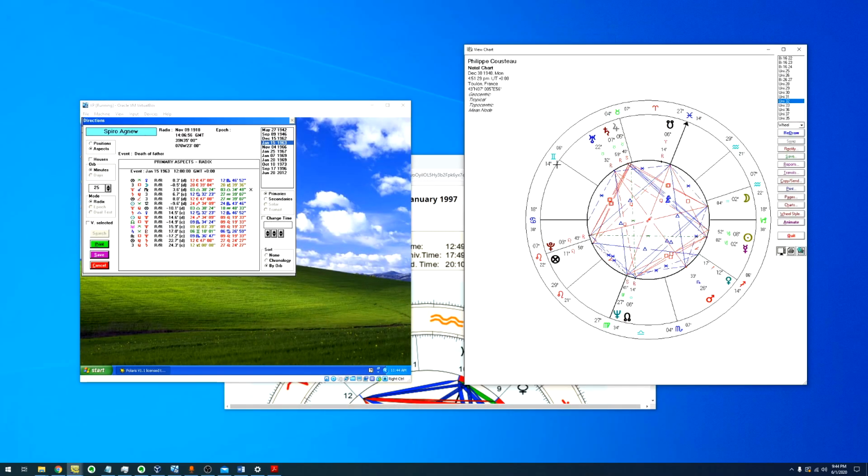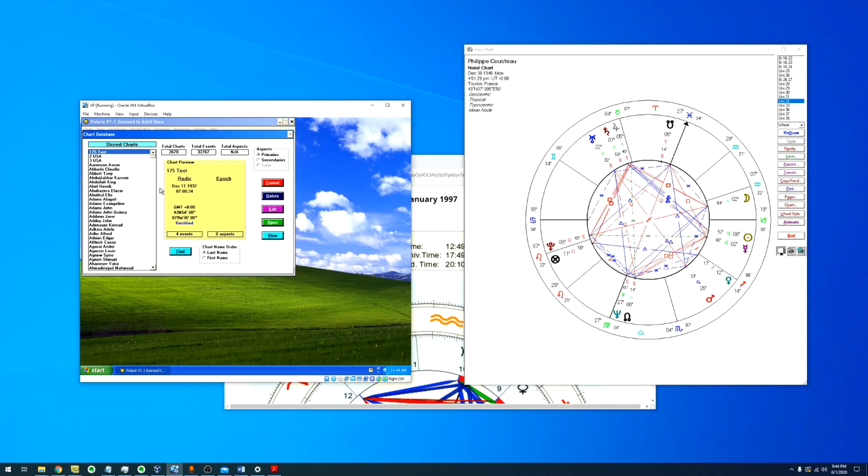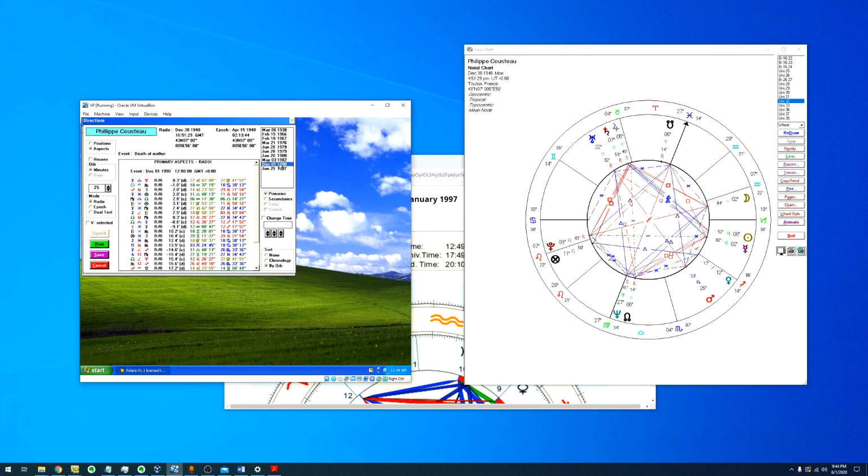But anyway, my last example is Philippe Cousteau, which is the son of the French oceanographer Jacques Cousteau. Okay, so Philippe, when he dies, he has Saturn in conjunction with the midheaven. Sorry, the midheaven moves to a conjunction with Saturn.